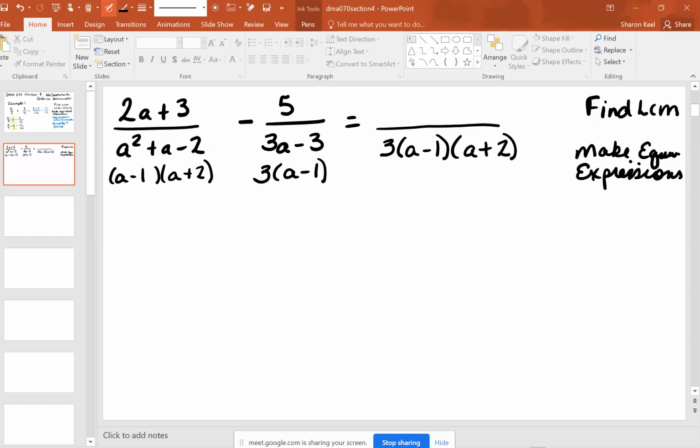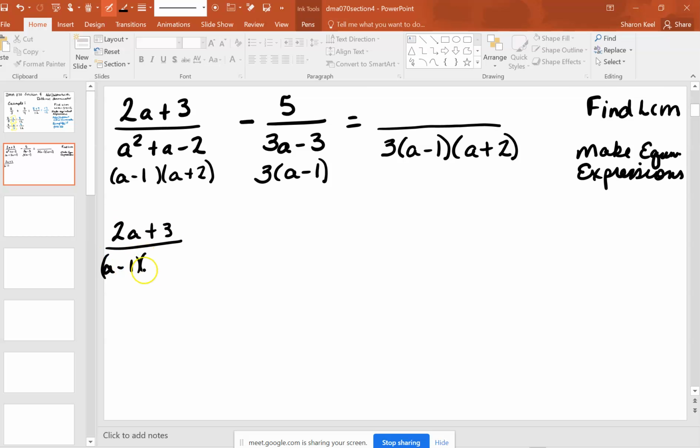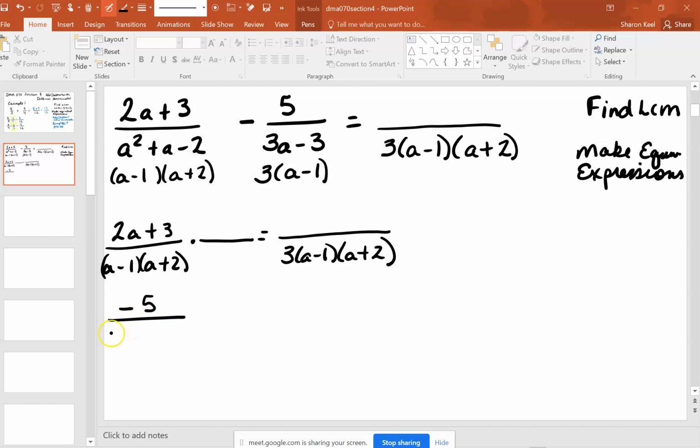As we make equivalent expressions, I'm going to take my 2a plus 3 over my a minus 1, a plus 2. I'm going to set it up just like I did a moment ago, give myself some space here, and put the least common multiple on this side. I'm going to write this as a negative 5 because there was a minus there. We have a 3 and an a minus 1. So this is just like our skill practice that we did in our last section.